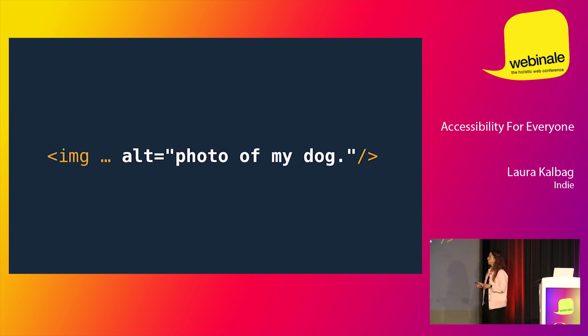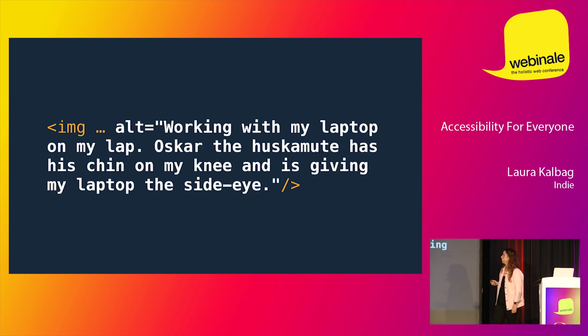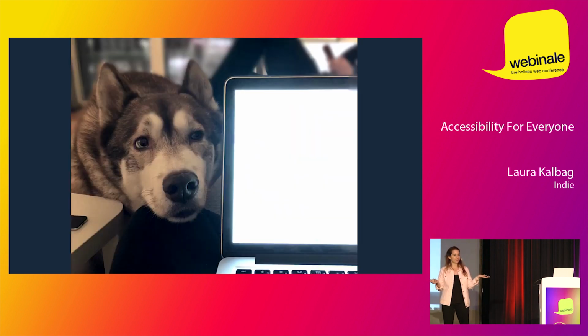So if all you could see is "photo of my dog" as a description of an image, you think, well, what's the point of that image? You don't know what makes that photo interesting. But if I say, oh, I'm working with my laptop on my lap, Oscar, the Husky Moot, has his chin on my knee and is giving me my laptop the side eye. That paints a bit more of a picture, doesn't it?